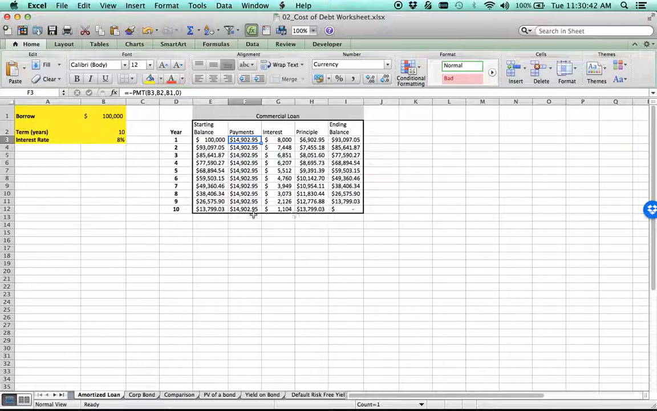And in the 10th year, you make that last payment at the end of the 10th year. Hardly any of it's interest because most of the loan's been paid off. Most of it goes to pay off the principal, and you're done. So that's how an amortized loan works.